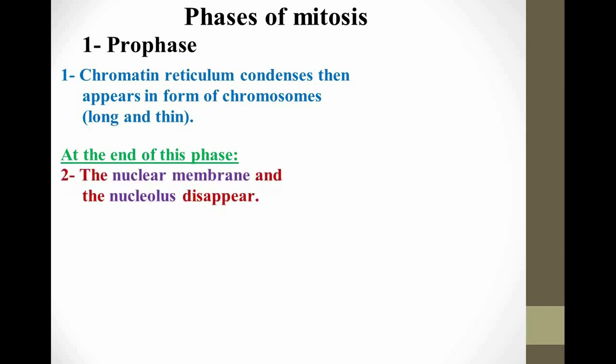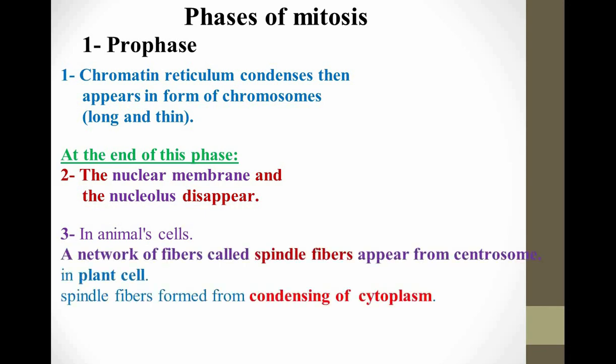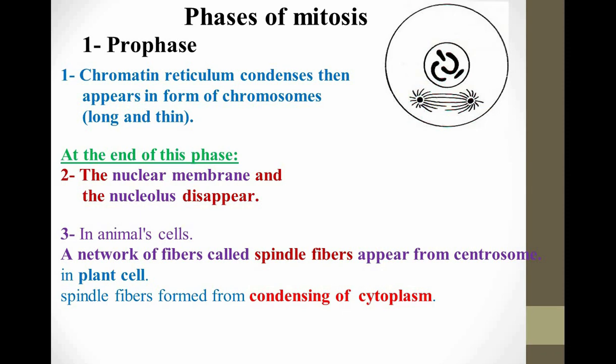The first phase in mitosis is prophase. Number one, in prophase, chromatin reticulum condenses, then appears in the form of chromosomes as long and thin threads. Number two, at the end of this phase, the nuclear membrane and the nucleolus disappear. Number three, in animal cells, a network of fibers called spindle fibers appears from the centrosome, but in plant cells, spindle fibers form from condensing cytoplasm. Why? Because plant cells don't contain centrosome.